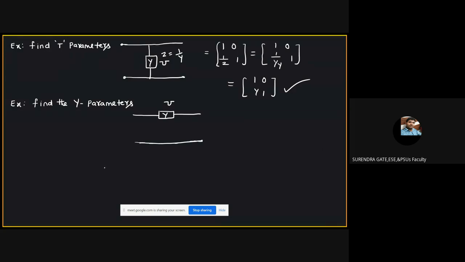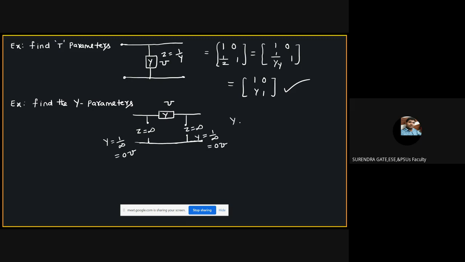Then for which network can you easily find the Y parameters? Pi network. Then how much is this one, students? This is infinity impedance, but admittance is 1 by infinity, that is 0 mho. And this is also 0 mho. Open circuit means impedance is infinity, not admittance is infinity. Impedance is infinity, then admittance equals 1 by infinity, that is 0 mho.